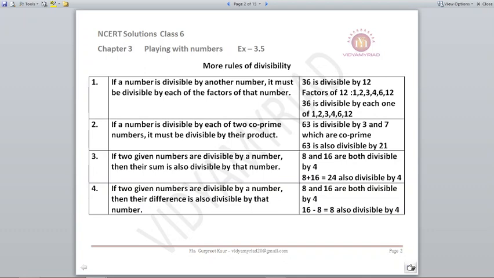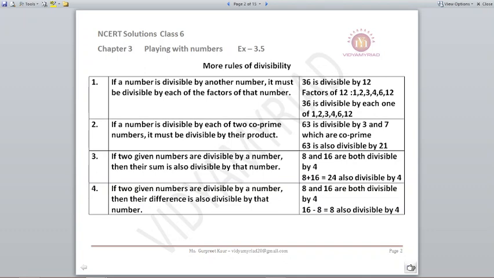Number 1, it says that if a number is divisible by another number, it must be divisible by each of the factors of that number. Now let us suppose the number is 36. This 36 is divided by 12. It is divisible. Now let us find out the factors of 12. These factors are 1, 2, 3, 4, 6 and 12. Now according to this rule, this 36 will also be divisible by the factors of 12.